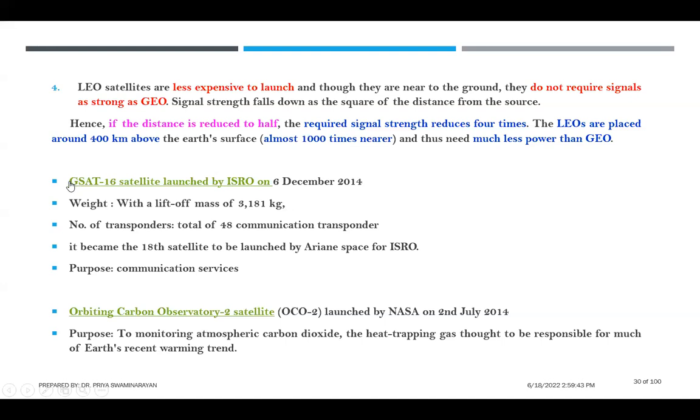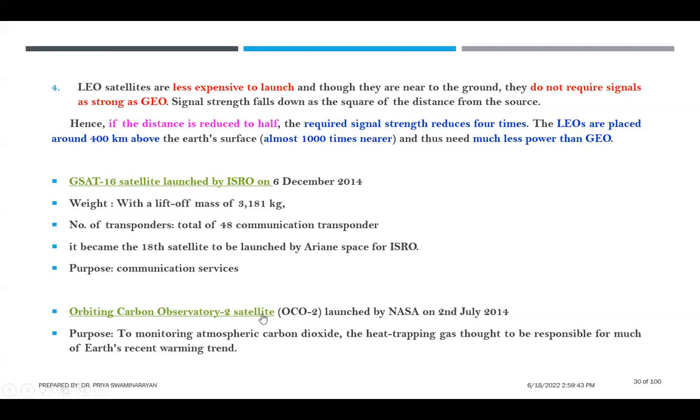Now, the names of two satellites are given in this slide. One is GSAT-16. GSAT-16 is one of the satellites launched by ISRO in the year 2014. The weight of the satellite is 3,181 kilograms. The total number of transponders used in GSAT-16 is 48, and this is the 8th satellite launched by ISRO. The main objective of the satellite is to provide communication service to India.